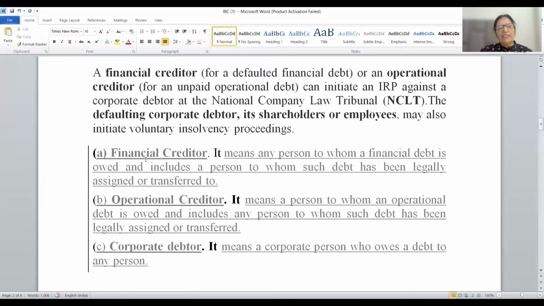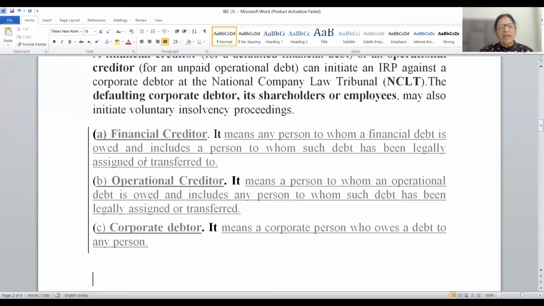Now, let us know, friends, what is the meaning of each one. Financial creditor means any person to whom a financial debt is owed and includes a person to whom such debt has been legally assigned or transferred to. Now, the second one is operational creditor. It means a person to whom an operational debt is owed and includes any person to whom such debt has been legally assigned or transferred. Coming to the third one, which is corporate debtor. It means a corporate person who owes a debt to any person. The corporate debtor may be the LLP or the company, but here I am talking about the LLP.